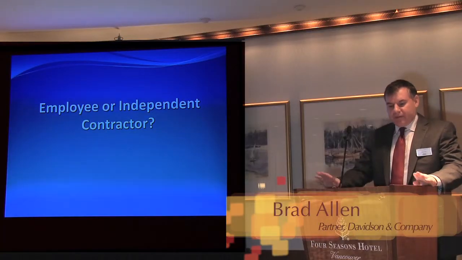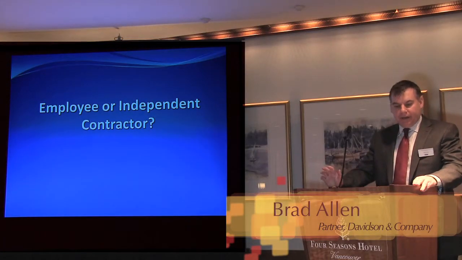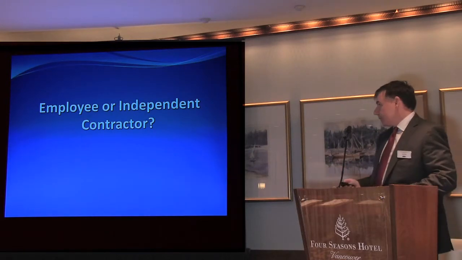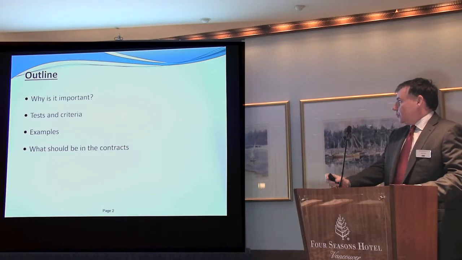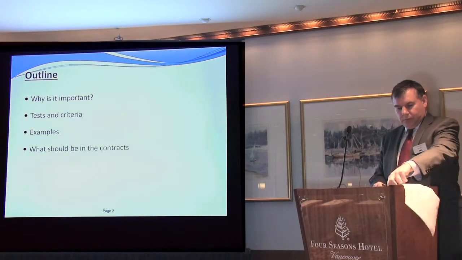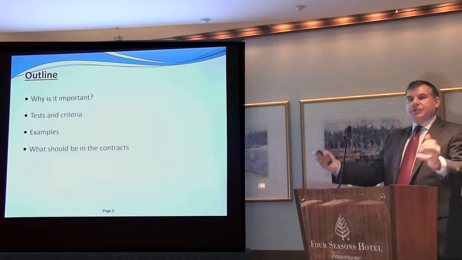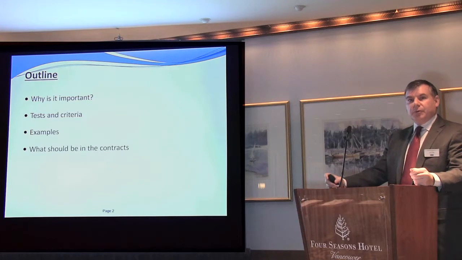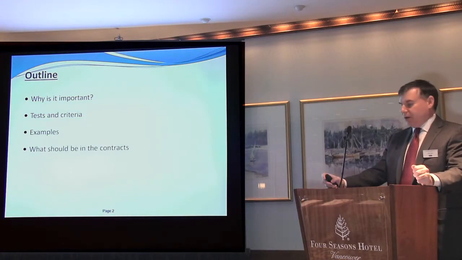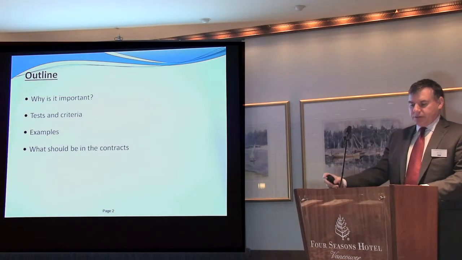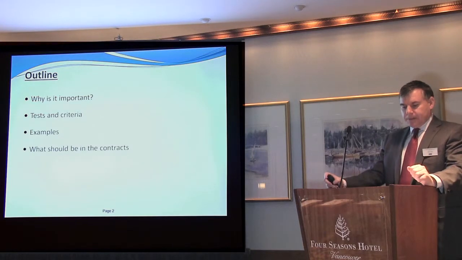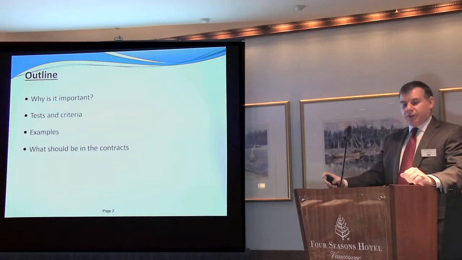So our final topic this afternoon is another CRA target audit area, and it relates to the status of an individual of whether or not he or she is an independent contractor or an employee. We're going to go over four areas. The first, why is this issue important? Secondly, we'll talk about some tests and criteria to determine whether a person is an employee or an independent contractor. We'll give some specific examples for our public company clients. And then also we'll discuss what should be in the contracts.